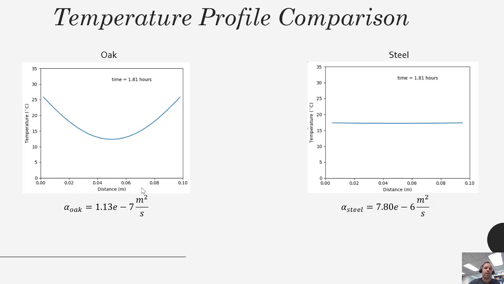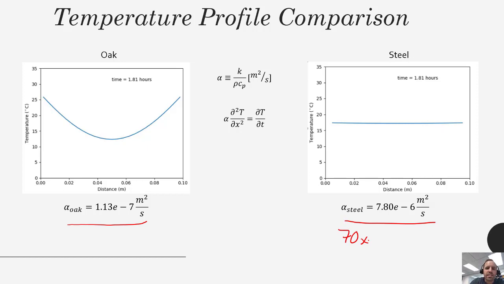If you notice, there's a significant amount of curvature still in the oak wall, whereas the steel looks pretty flat. These two can be distinguished by their thermal diffusivity. The thermal diffusivity for the steel is roughly 70 times greater than that of the oak. We defined thermal diffusivity as k over rho Cp, so this depends in large part on the thermal conductivity.